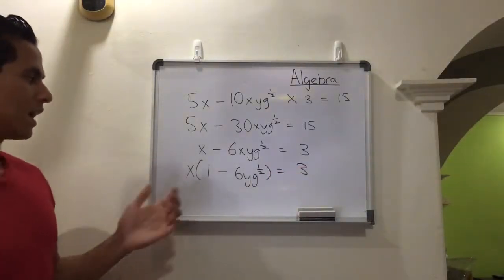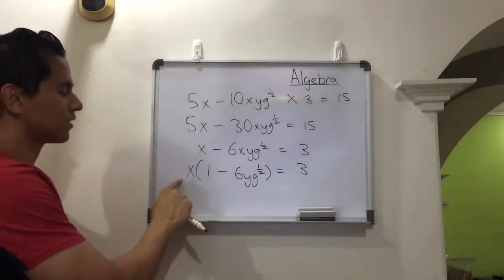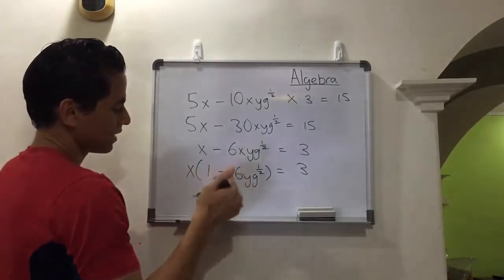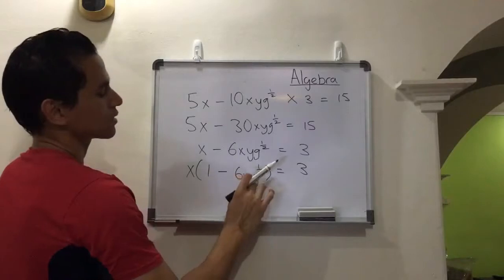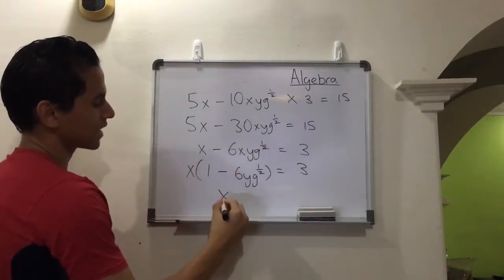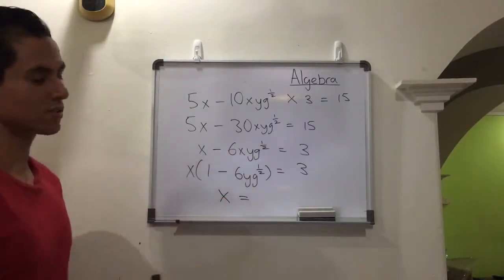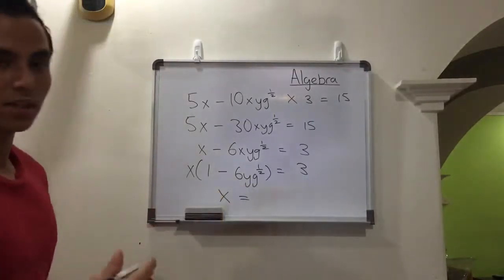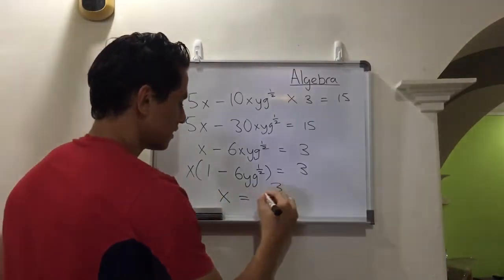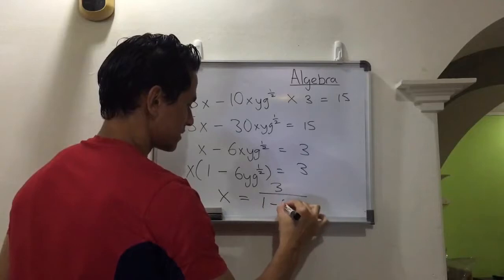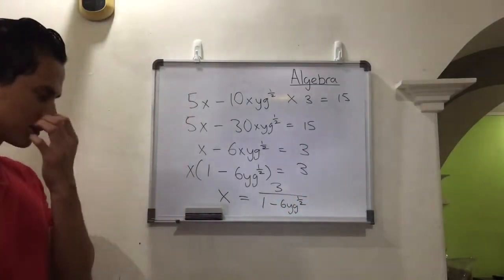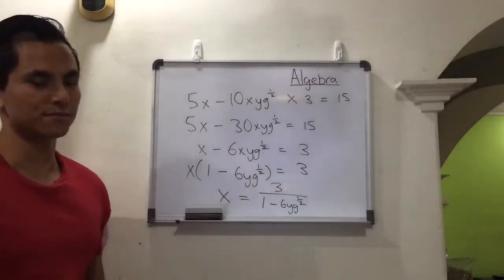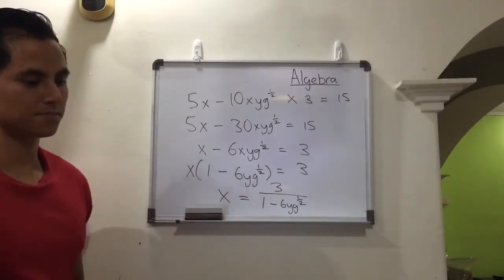And finally, I just need to divide the left hand side by 1 minus 6y g to the half and the right hand side by 1 minus 6y g to the half. So this will give me just x on the left hand side, and it will be very close to the answer. And x will be equal to 3 over 1 minus 6y g to the power of half. So this is the final answer.